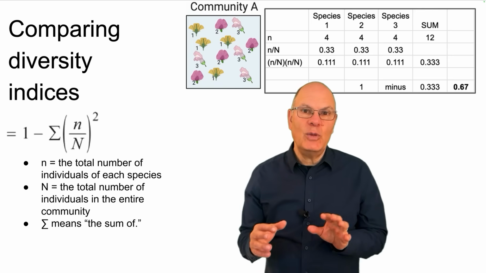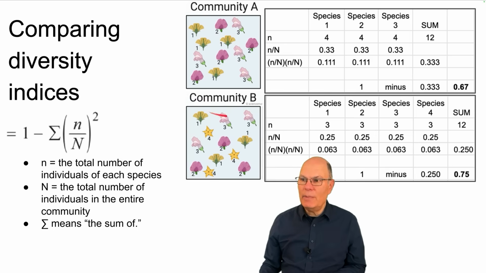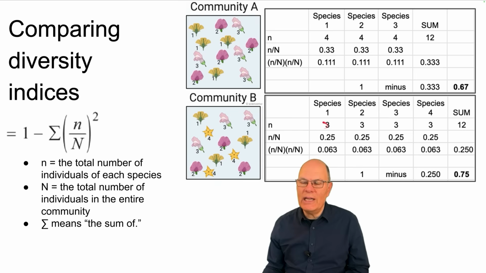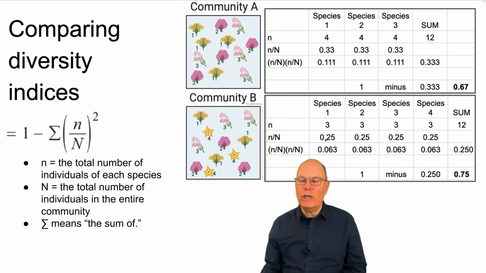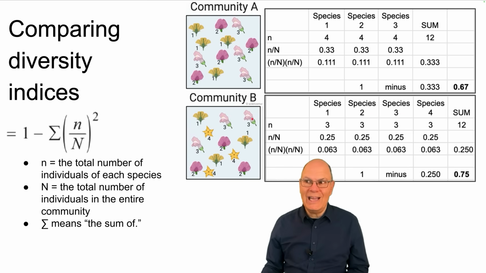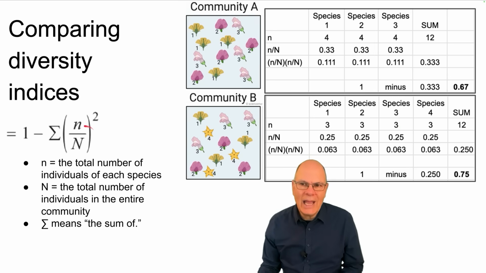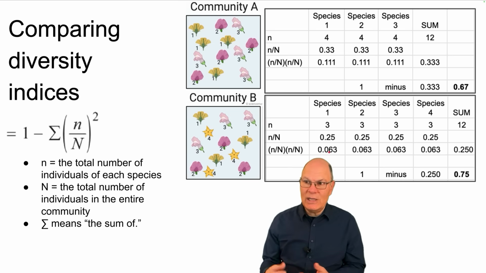Let's repeat the same steps for communities B and C. For community B, there are 4 species, and let's count how many members there are of species 1. There's 1, 2, 3. So small n equals 3. The total number of individuals, again, is 12. 3 divided by 12 is 0.25. The values are the same for species 2, 3, and 4. There are 3 individuals for each of those species out of a total number of 12 individuals in the community. So 0.25 is small n divided by large N, and then we're going to square it. 0.25 squared is 0.063. The value is the same for each species in this community.